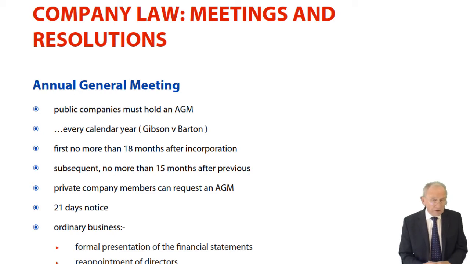With reference to general meetings, there are two kinds. There's the annual general meeting, and there are other general meetings that are not the annual general meeting. And these are literally called other general meetings. And the first thing to be said is that public companies have to have an annual general meeting. And they have to have one every year.